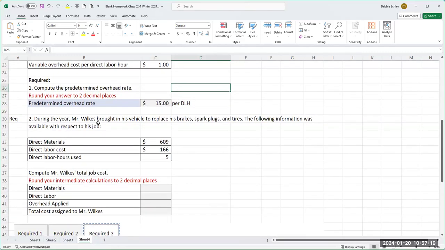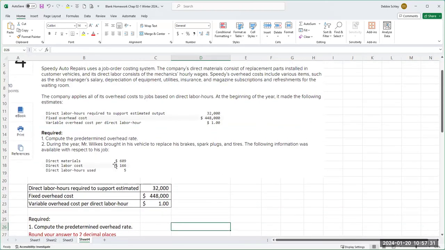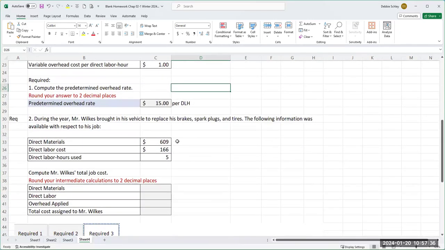Required two. During the year, Mr. Wilkes brought in his vehicle to replace his brakes, spark plugs, and tires. The following information was available with respect to his job. So again, that's that information right here that they gave me in required two. I just put it down here: 609 direct materials, 166 labor cost, direct labor hours used is 5. So I'm going to compute the total job cost. Now, this is not what we're going to charge the company. This is what it cost us to do the work.